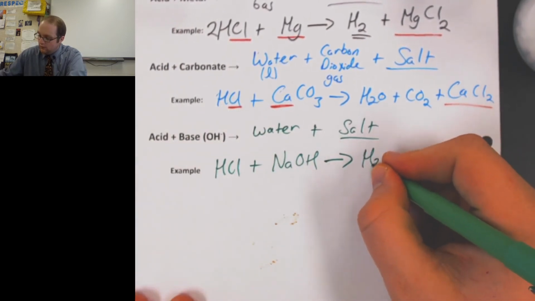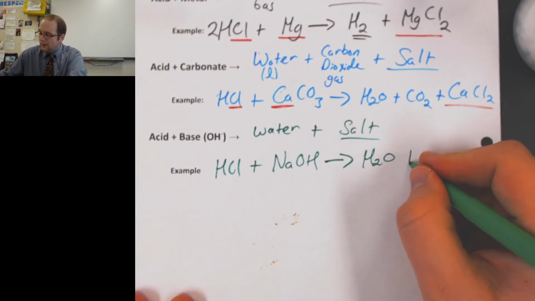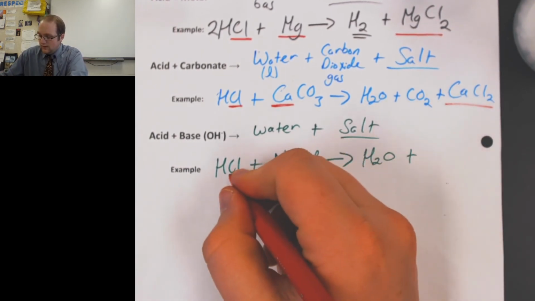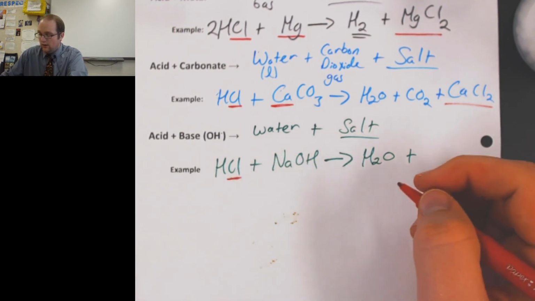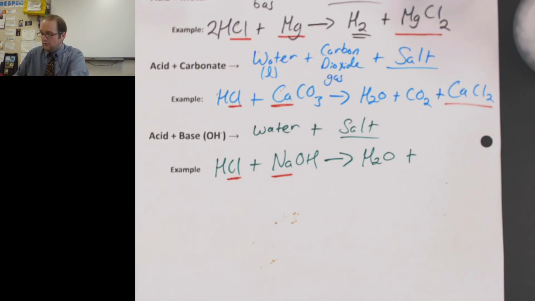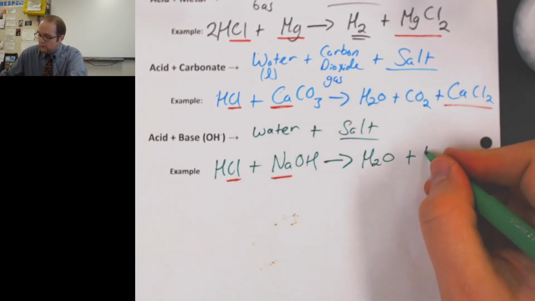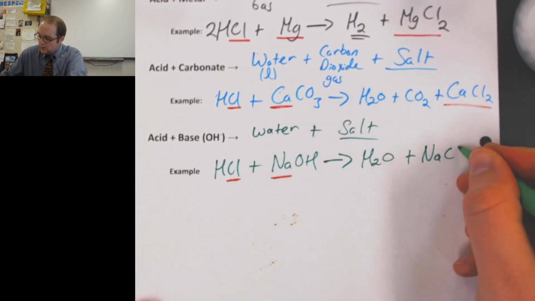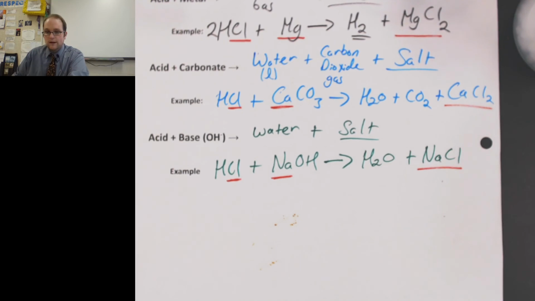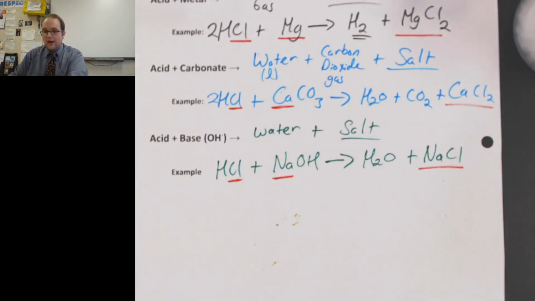So I'm going to do H2O. And now I need to figure out what is my salt. So I'm going to look and see H was used in water. I've got chlorine. OH was used in water. I have Na. So my salt is going to be comprised of those two. Don't forget to put the metal first, the positive metal for our reaction. So that's about it for our three types of reactions.